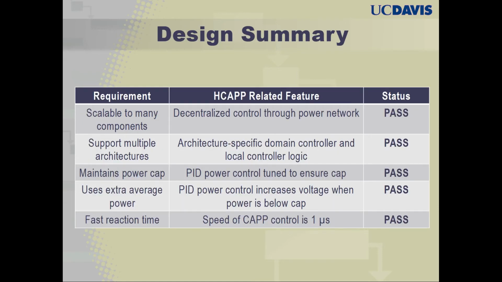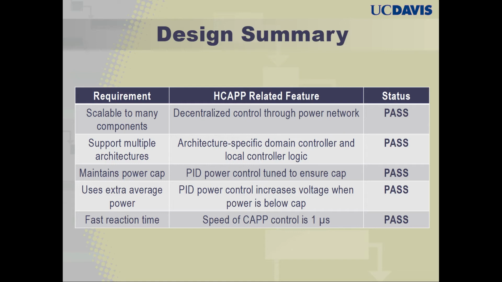So revisiting our scorecard, how did we do? Is it scalable to many components? Yes, obviously we have no global wires beyond the power supply network, which you must have, no buses, anything like that. So we know that's passed. Does it support multiple architectures? The domain controller and the local controller will use architecture-specific information to enable that. Does it maintain the power cap? Yes, that's the function of the PID controller. It's based on how you tune it.